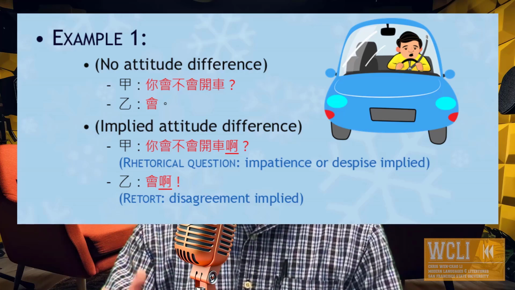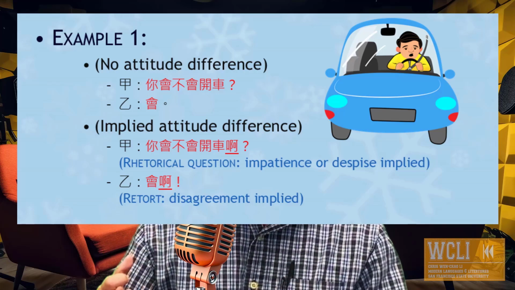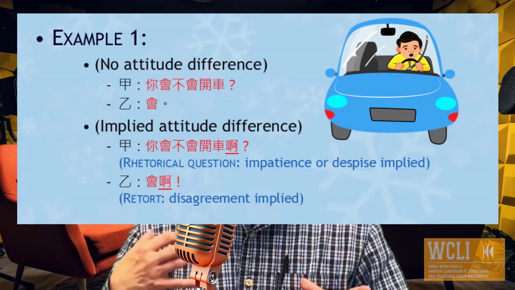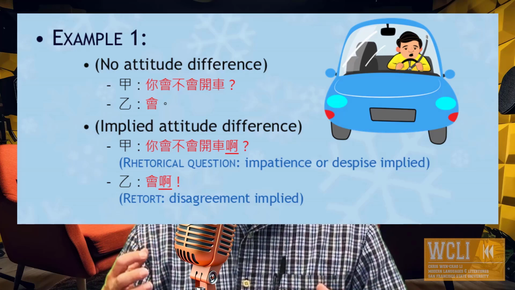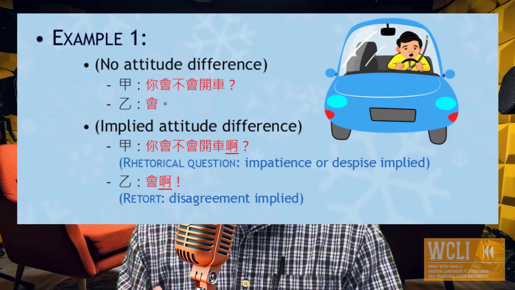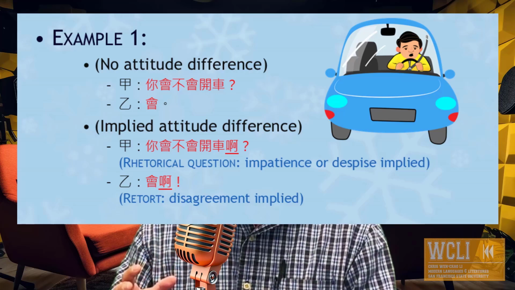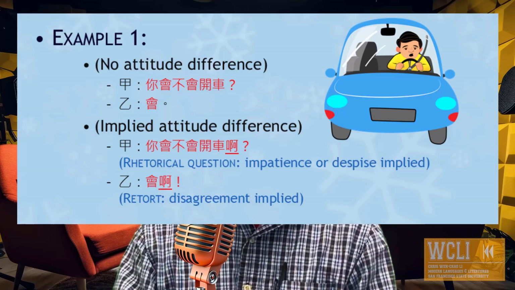你会不会开车啊? Do you have any idea how to drive? And when the other party answers, 会呀. Of course I do. What that implies is, you may believe I don't know how to drive, but I think I drive very well. Okay, that is where the difference in attitude lies. And it is the sentence final particle that points out this difference. Now here it is important to point out that showing a difference in attitude is different from disagreeing with the other party. So let's look at this next example here.